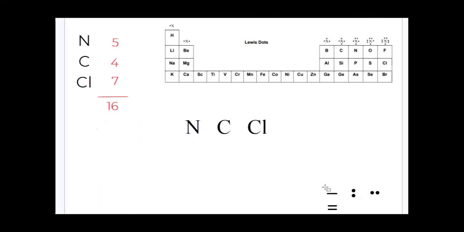Next step is to put in bonds between our atoms. Now they've given us the structure as carbon being the center, which is pretty typical. Put a bond between the nitrogen and the carbon, and of course I'll put the bond between the carbon and the chlorine atom. We're making a covalently bonded molecule. There are 2 electrons in each one of these lines, so we can subtract 4 from our count and realize that we have 12 valence electrons left behind.